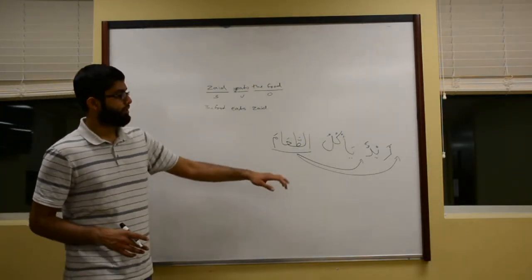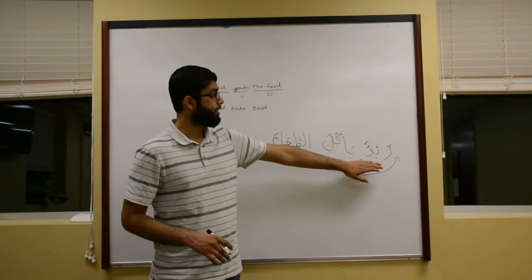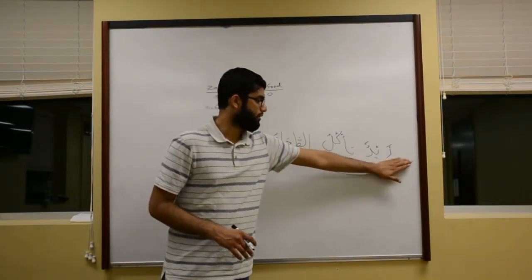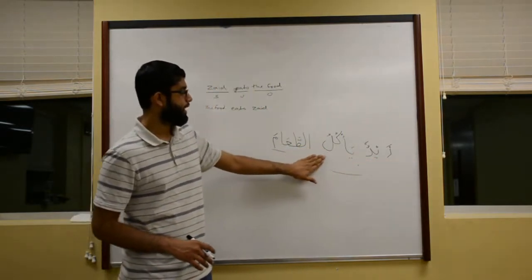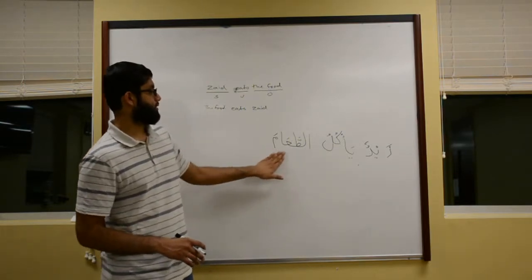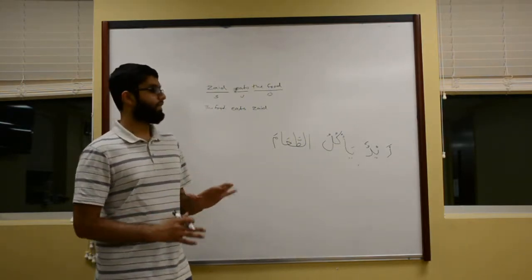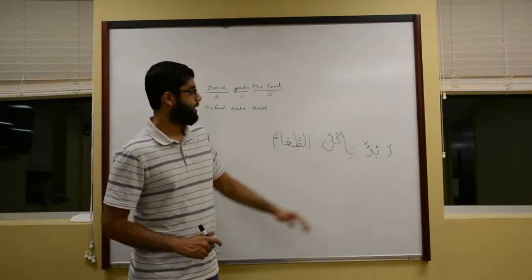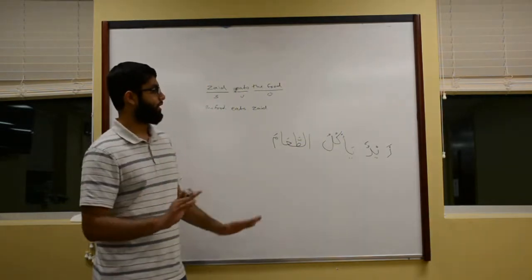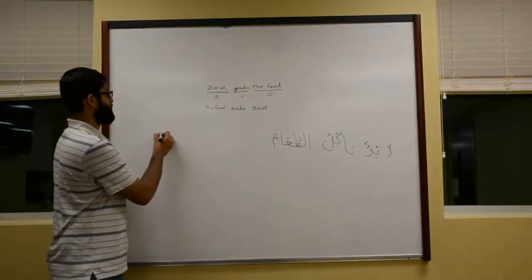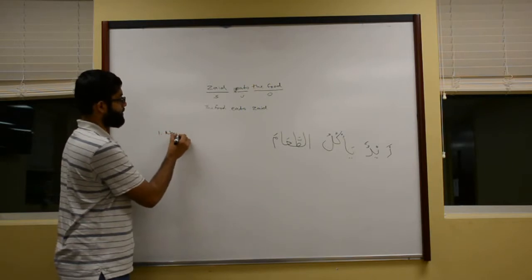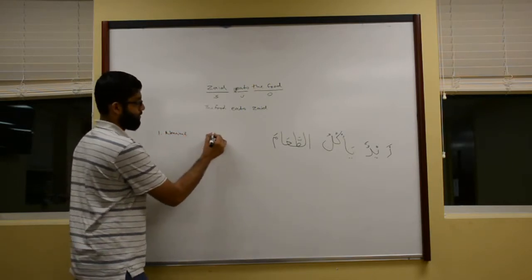Okay. Also, what's another way that you could say that? So here, the other thing I was trying to point out was that, where's my subject? Zayd. Zayd, yes, okay. But Zayd, actually, hold on. Before I get to that, we said there's two types of sentences, right? There's nominal sentence, and there's verbal sentence.